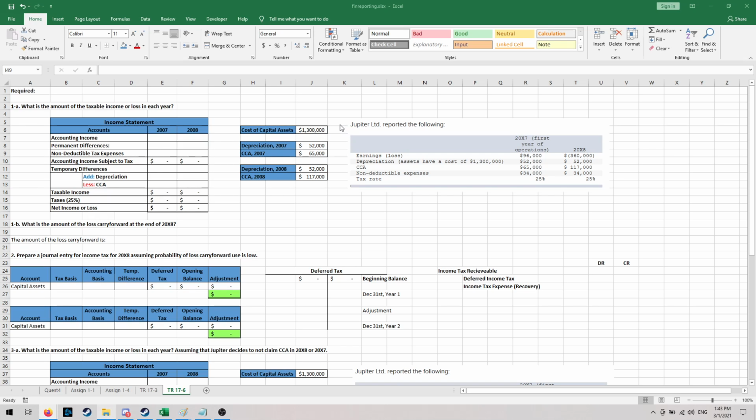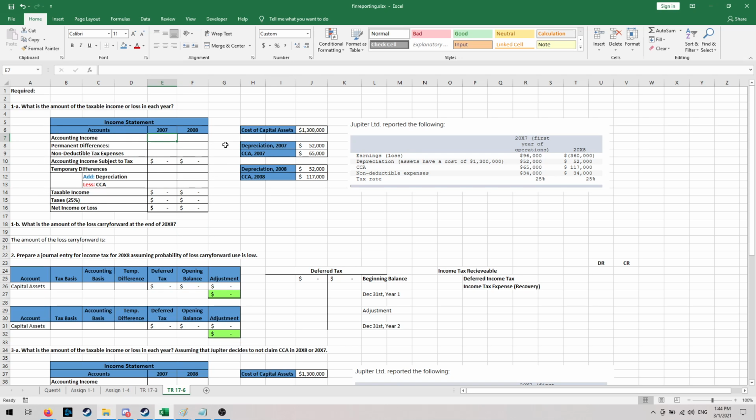Next, we're given some information on a company called Jupiter Limited. We're shown these simplified financial statements, and we're asked in the first part of the question, what's the amount of taxable income or loss in each year? And this is actually fairly similar to stuff we've already done. It's basically right out of chapter 16. We're going to pull the numbers out of here, and we're going to use them to fill in this simplified little income statement that I've made.